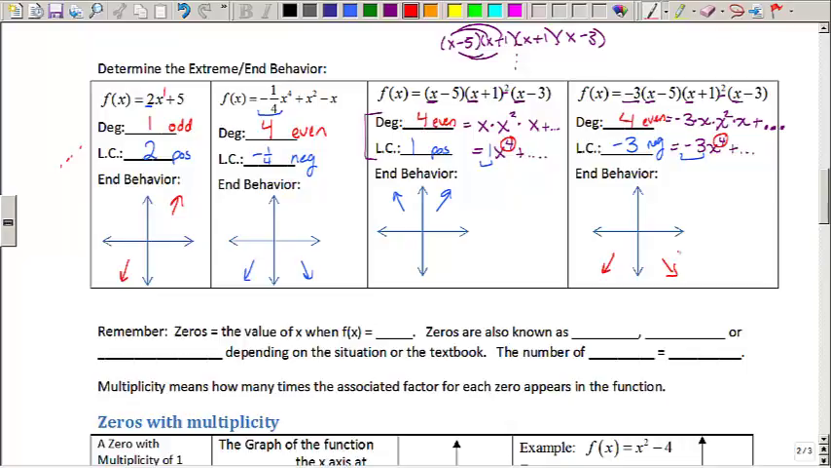So this is the end behavior for these 4 examples. We don't know what's going on in the middle of each of these graphs, and we'll have to find that out next using zeros, which is going to be on the next video.